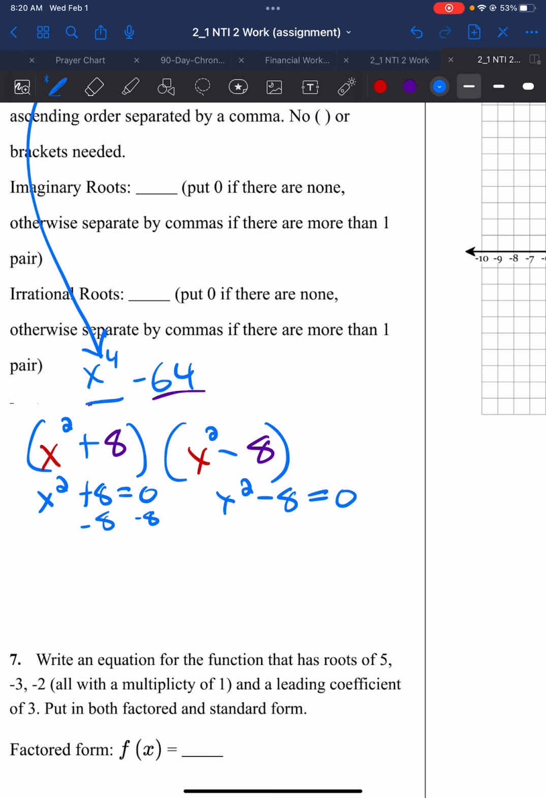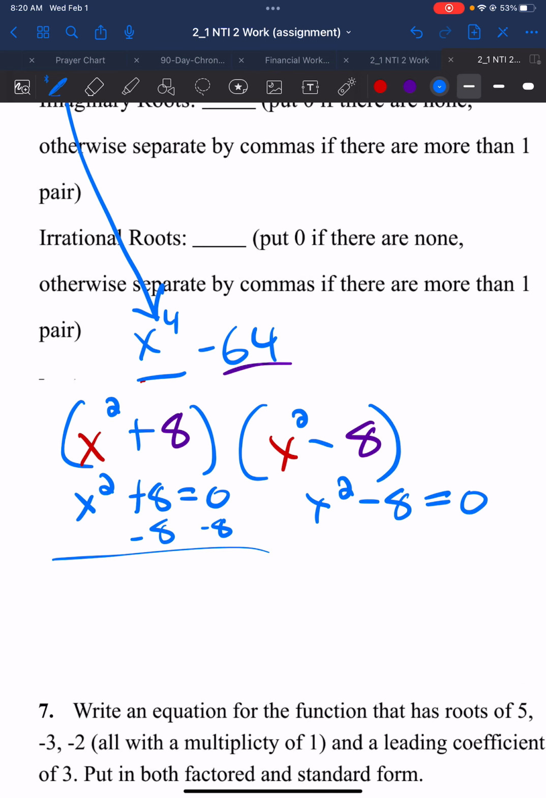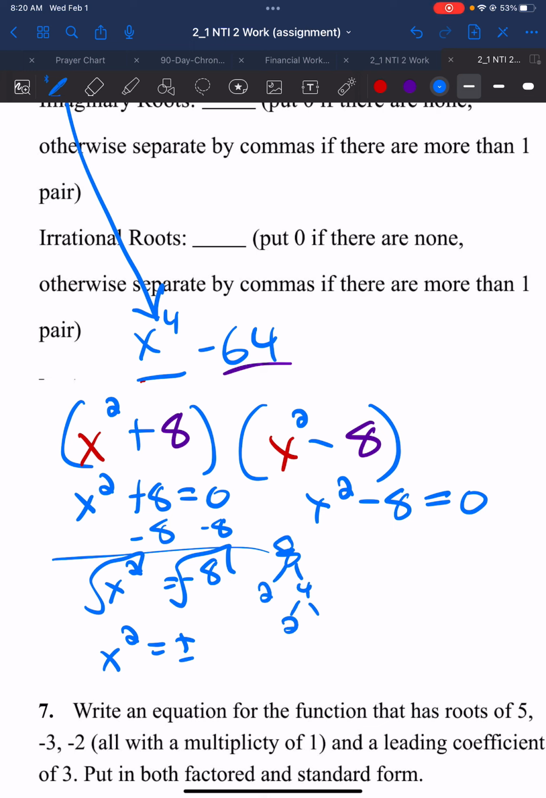Minus 8, minus 8. X squared equals negative 8. Take the square root, okay? So x equals, always going to have that plus or minus. So 8 is going to break down into 2 and 4, and 2 and 2. So I've got 2 2's, so a 2 comes out. Because of the negative right here, I'm going to have an i, and I've got a square root of 2 left. So plus or minus 2i square root of 2.